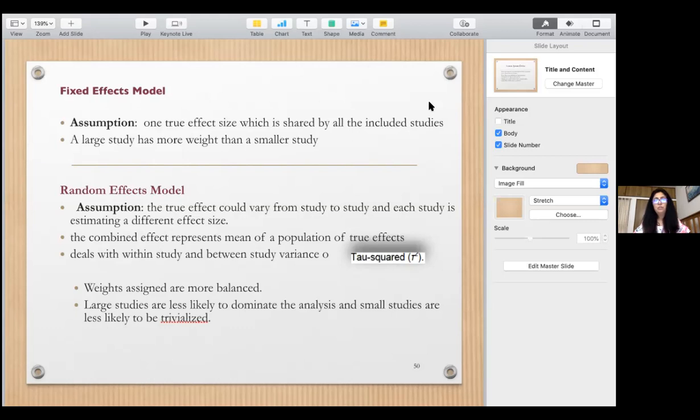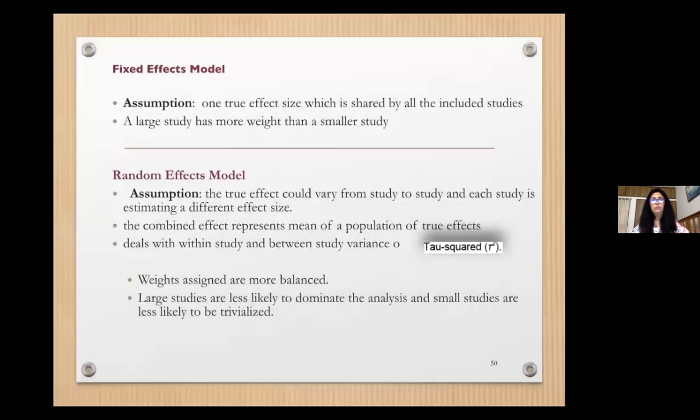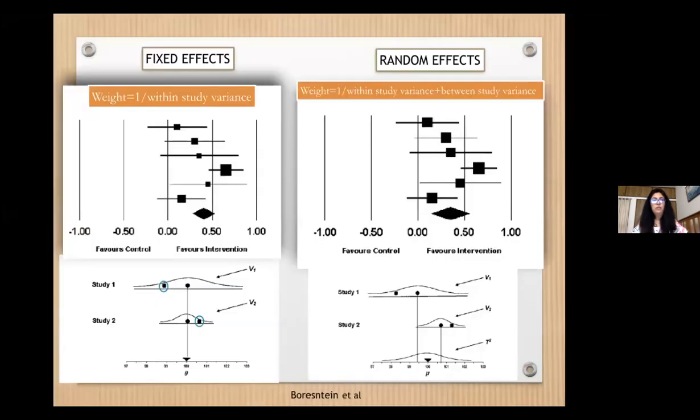Did you get the concept? So I'll just show you. Okay, so here the weight is 1 divided by the within study variance, and you can see the size of the square is the weight. So the larger study has the biggest square and the small studies have tiny squares, and the confidence interval of the diamond is narrow.